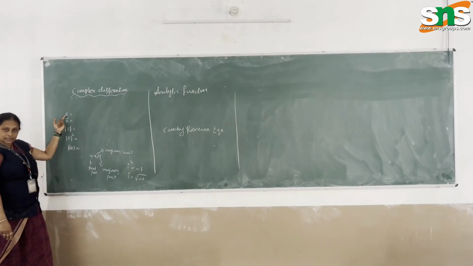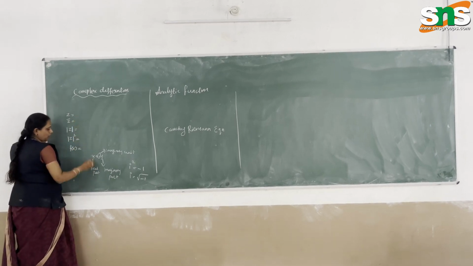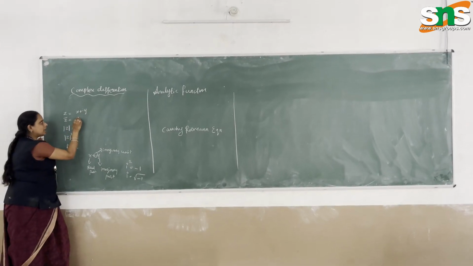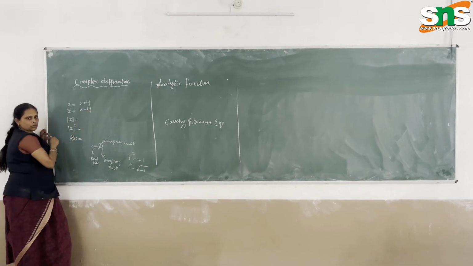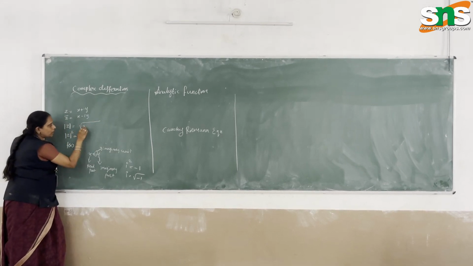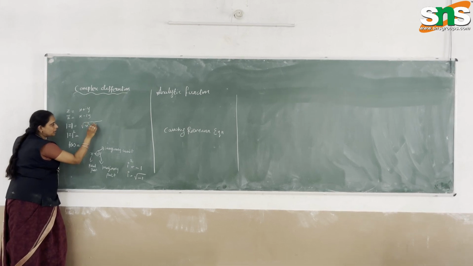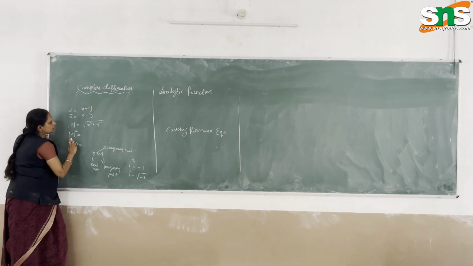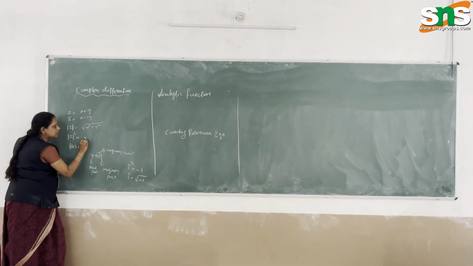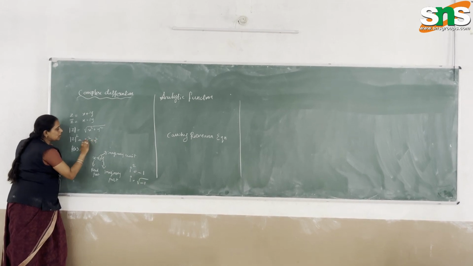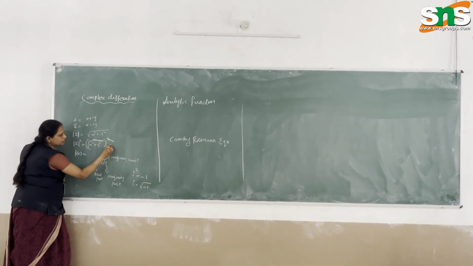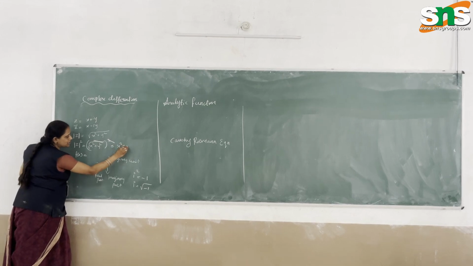Here the z value is defined as x plus iy. So what is z bar? z bar is x minus iy. If we know the z value, we take the modulus, that is root of x square plus y square. Then what is the modulus of z square? The modulus of z square is x square plus y square, the root of the whole square. Here the square root and the square get cancelled. The answer is x square plus y square.